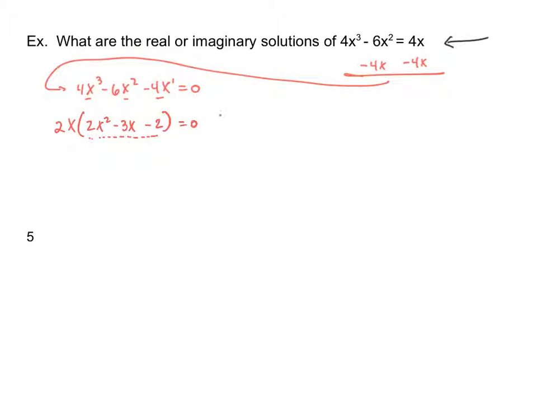trinomial. And I think we might be able to factor by grouping. So a times c is going to be negative 2 times 2, which is going to give me a negative 4, and then I'm going to go backwards from factoring by grouping here. So I'm looking for factors of negative 4 that will add up to be negative 3, and of course I should have 1 and negative 4. That's going to give me negative 3.